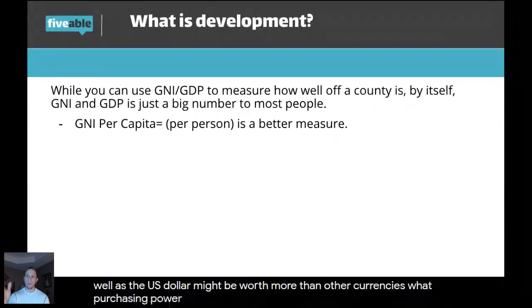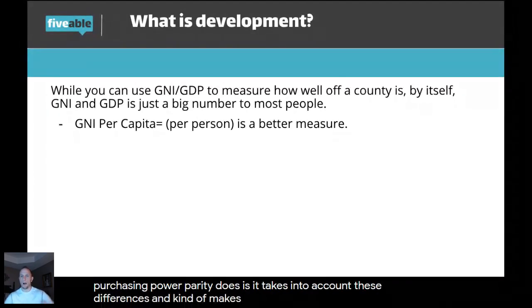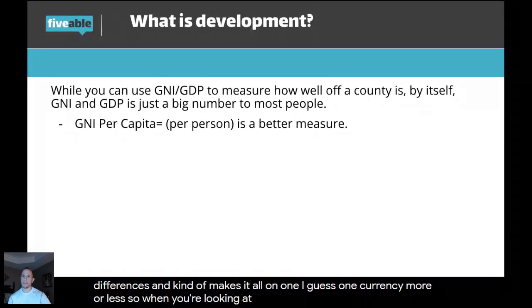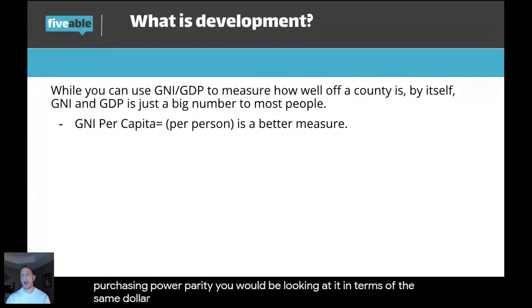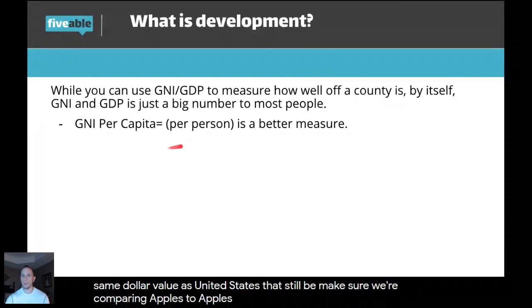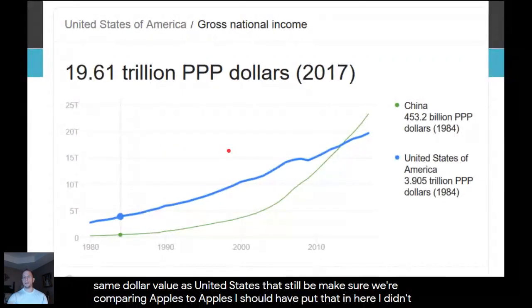What purchasing power parity does is it takes into account these differences and makes it all on one currency, more or less. So when you're looking at China's GDP per capita with purchasing power parity, you would be looking at it in terms of the same dollar value as the United States. That's so we make sure we're comparing apples to apples. I should have put that in here. I didn't. There it is right there.